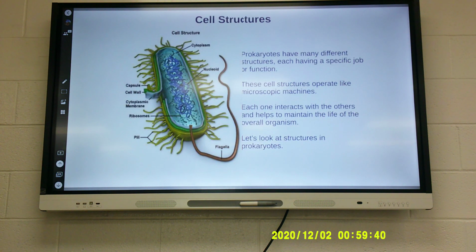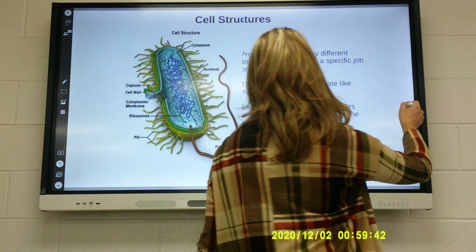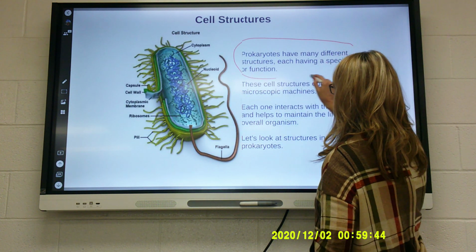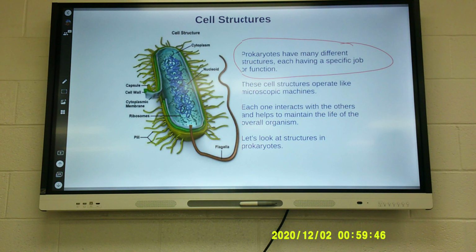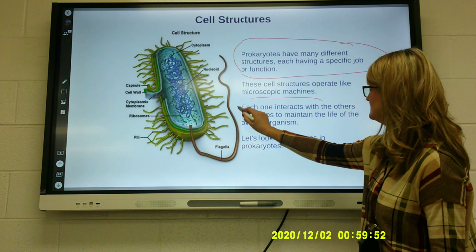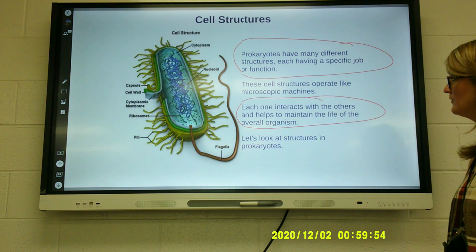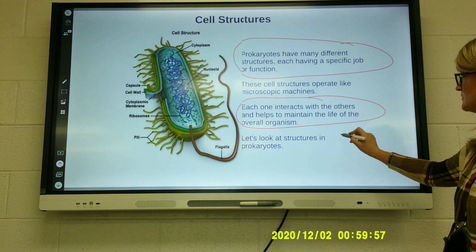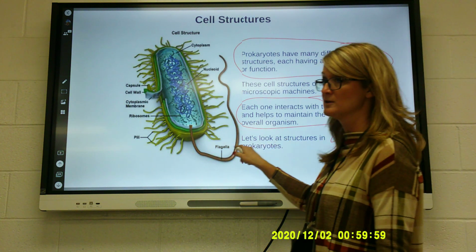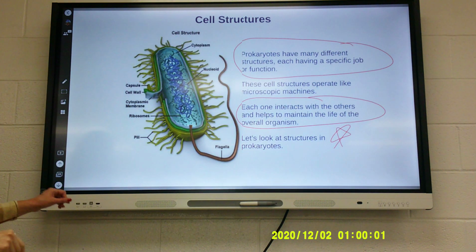Cell structures. Prokaryotes have many different structures, each having a specific job or function. These cell structures operate like microscopic machines. Each one interacts with others and helps to maintain the life of the overall organism. Let's look at the structures in the prokaryotes. So we're going to look at specific structures just in prokaryotes.